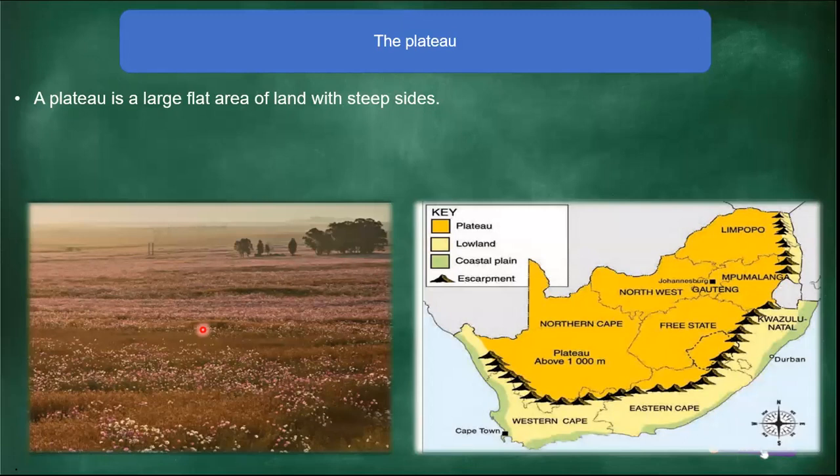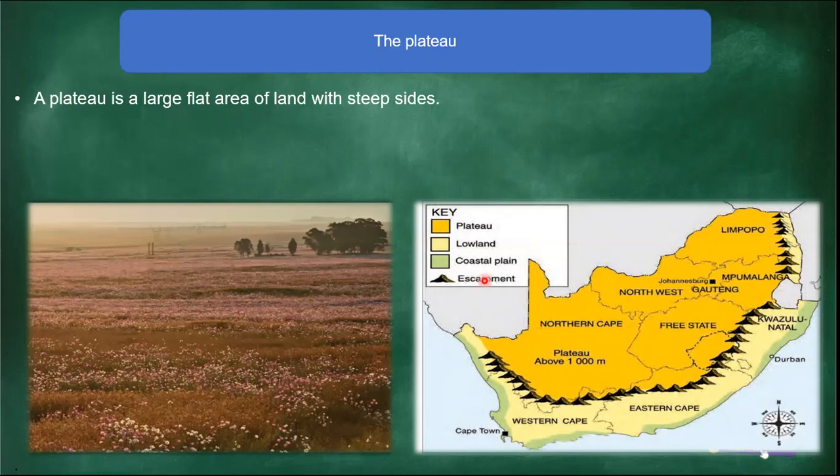Let's continue. A plateau is a large flat area of land with steep sides. As you can see on the pictures, it is very flat and it is large. When we look on the map, a plateau is this flat, large land. This land includes the provinces such as Limpopo, Mpumalanga, Gauteng, Free State, Northwest, Northern Cape. So these provinces are all in a flat area.